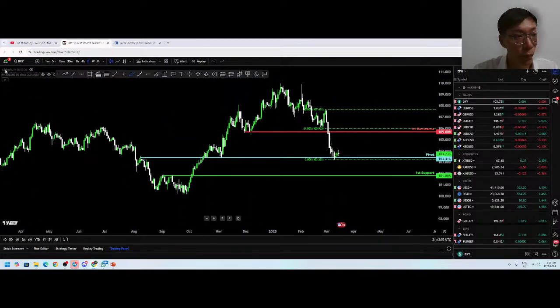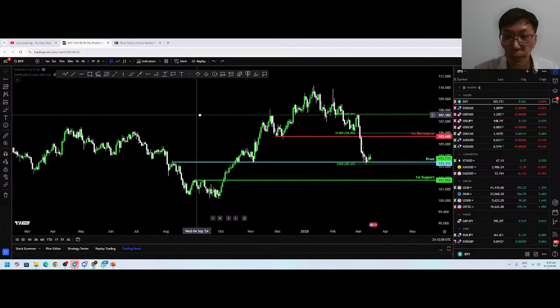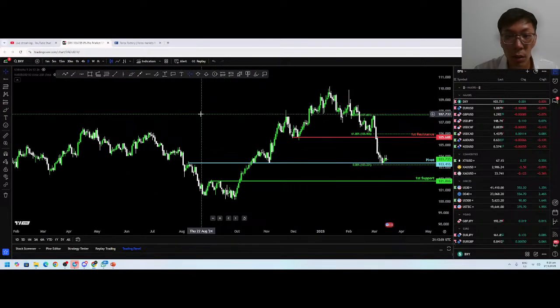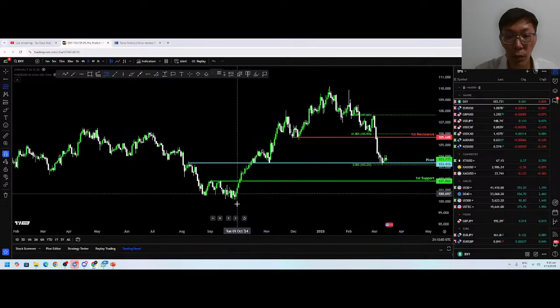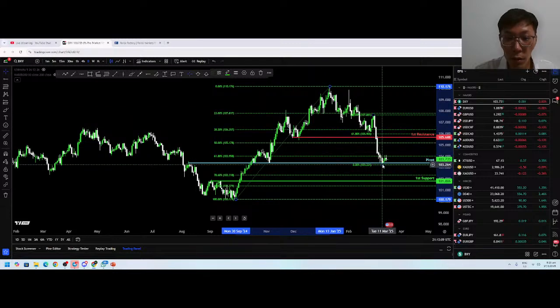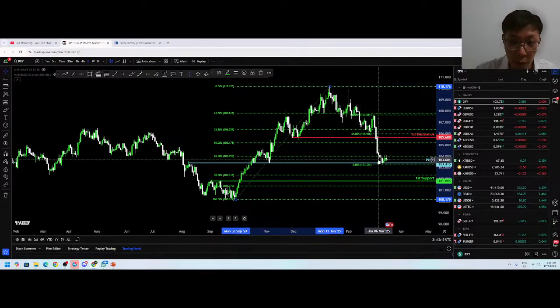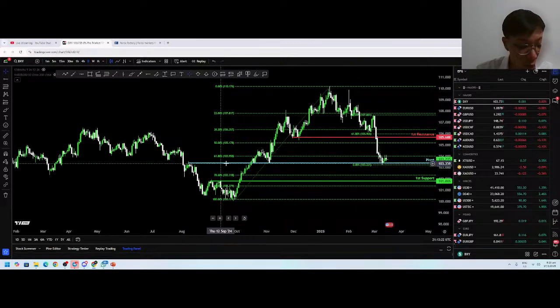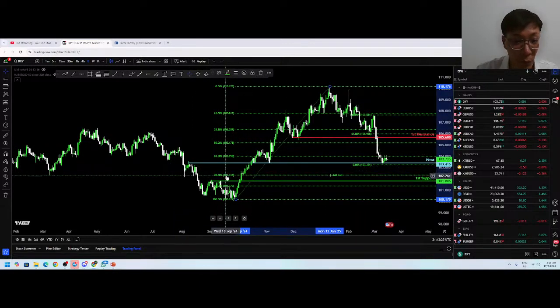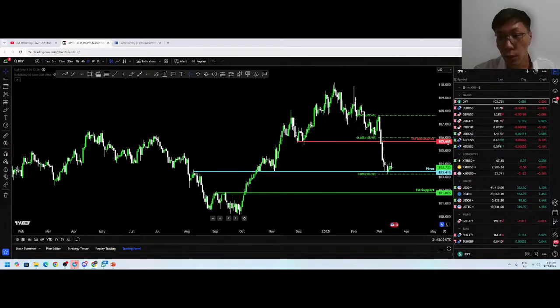Okay, then let's see. I think this is a pretty good area for our fib, and let's see, 61 passed already, so we can't use this. We can't use the 61 because it has already broken past this 61.8%. So all our horizontal levels don't align with the fib level, so we'll just leave the fib level out for now. Only use this 61.8%.